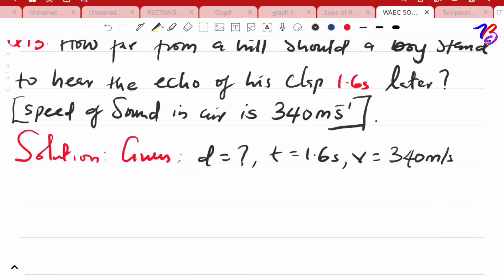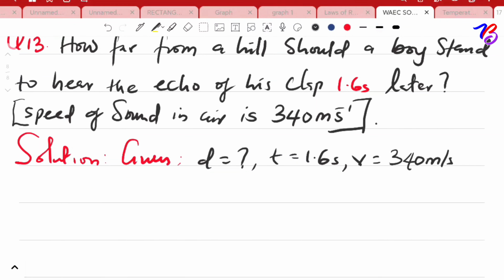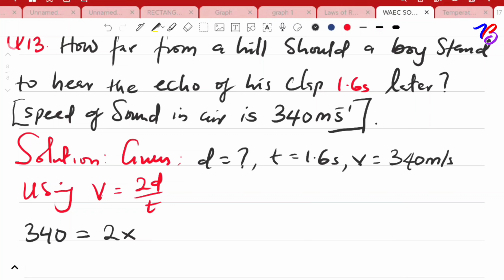So we can now use a formula that connects these three triune components. V is equal to 2D over T. So from here we can substitute 340 is equal to 2D over T, and T is 1.6. So that from here we can cross multiply.